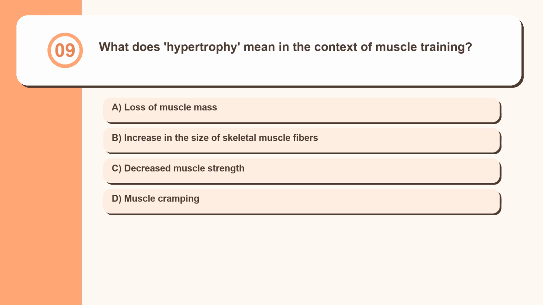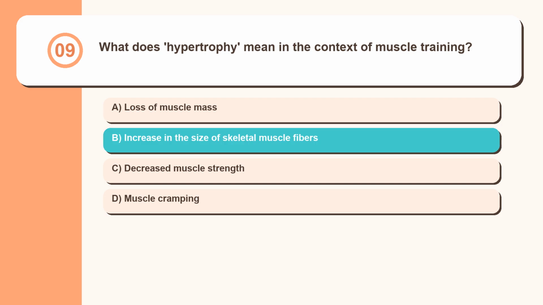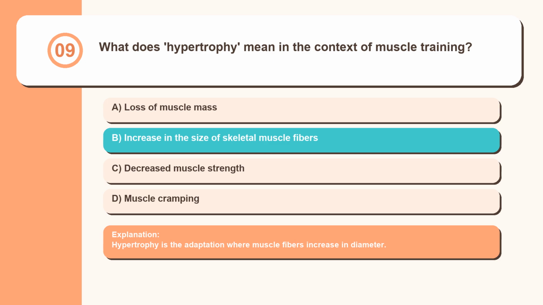Question 9. What does hypertrophy mean in the context of muscle training? Loss of muscle mass, increase in the size of skeletal muscle fibers, decreased muscle strength, muscle cramping. Hypertrophy is the adaptation where muscle fibers increase in diameter.